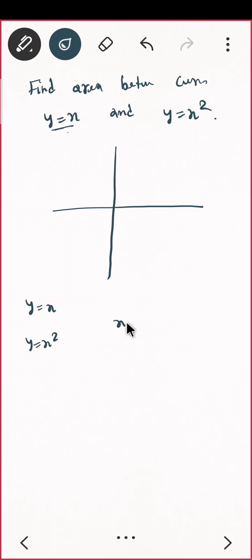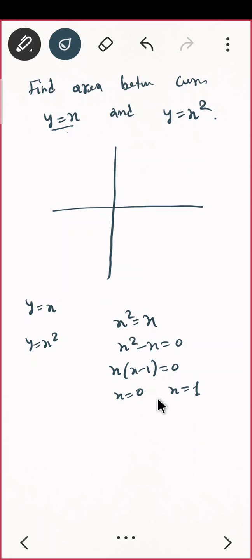So your x square will be same as x. So that is x square minus x equal to 0. Take x common, that is x into x minus 1 equal to 0. You are having two values, that is x equal to 0 and x equal to 1. So if you put x equal to 0 in any of the equations, you will be having y equal to 0, and if you put x equal to 1, then y equal to 1. So your intersection points are 0 0 and 1 1. Is that okay? Is that clear, everyone?